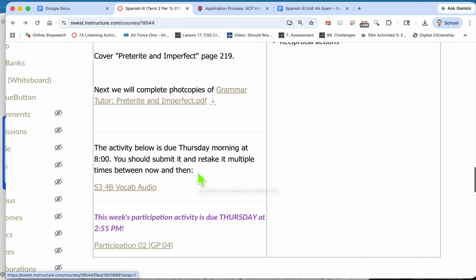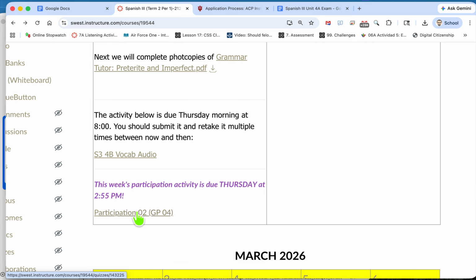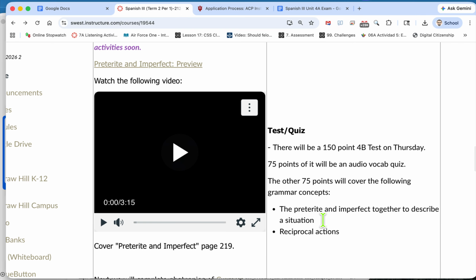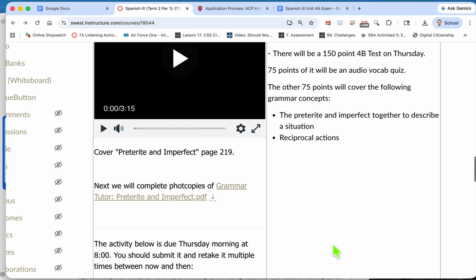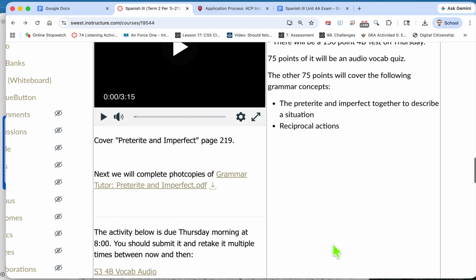But then we have a participation assignment down here. We have an activity they're supposed to work on Thursday morning. I have information about tests and quizzes over here on the right. And all of my lesson plans look like this. They're all set up this exact same way so that they can be very used to the format and so that they know exactly what to expect when they come into the classroom.